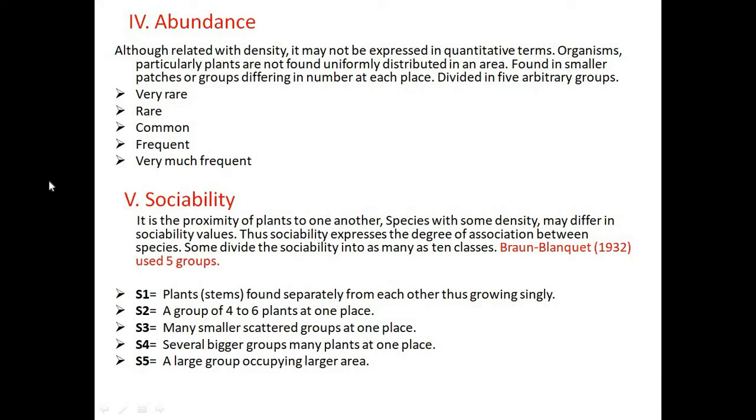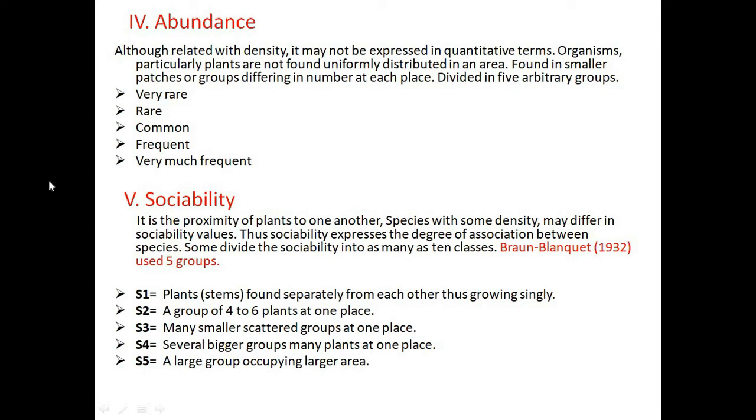Fourth is the abundance. Although related with density, it may not be expressed in quantitative terms. Organisms, particularly plants, are not found uniformly distributed in an area, but found in smaller patches or groups, and they differ in number with each place. Divided into 5 groups, that is very rare, meaning very less abundance, rare, then common, then frequent, then very frequent. And the species which are very frequent means almost dominant in that area.